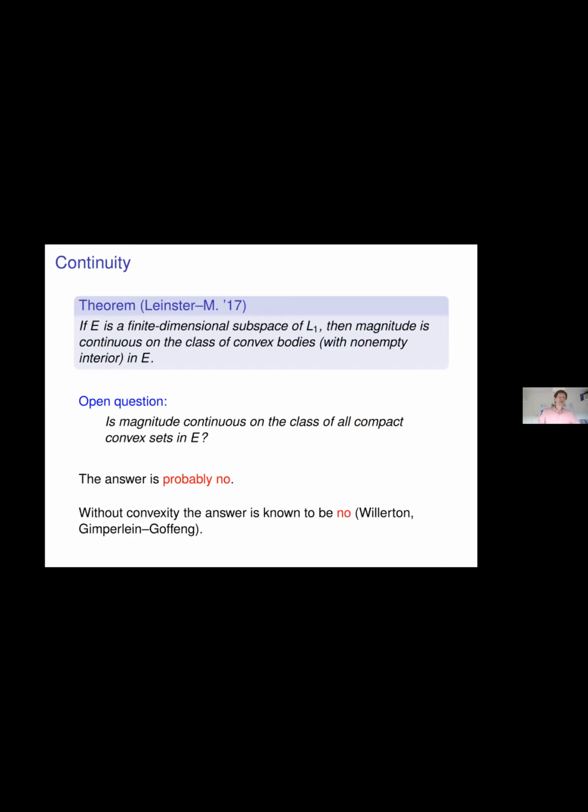However, if you leave out the convexity, then the answer is definitely known to be no. It was independently found by Willerton and by Kimperlein and Goffing that if you take a spherical shell and shrink it to a sphere in Euclidean space, then you get a discontinuity in the magnitude at the sphere.